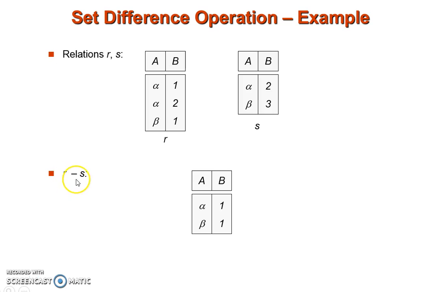Taking R minus S, it gives this result. For alpha 1, we check whether alpha 1 is present in S. It is not present, so alpha 1 is in the resultant relation. Alpha 2 is present, so it is eliminated. Beta 1 is not present, so it is taken. And we are not considering the rows from the other relation, that is from S.